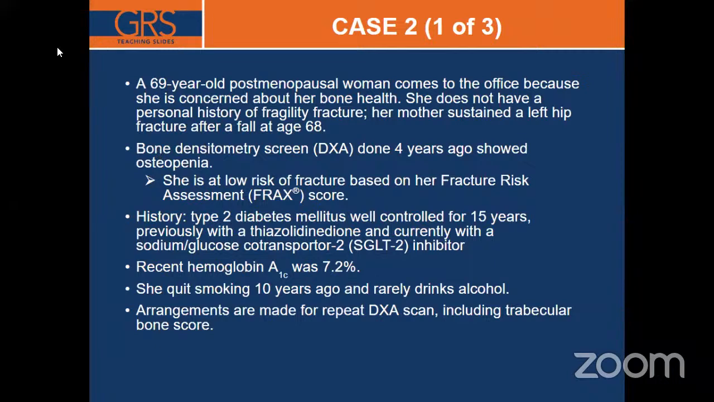Our second case is a 69-year-old postmenopausal woman. She comes into the office because she is concerned about her bone health. She does not have a personal history of fragility fracture. Her mother sustained a left hip fracture after a fall at age 68. Bone densitometry DEXA done 4 years ago showed osteopenia. She is at low risk for fracture based on her fracture risk assessment score, FRAX. History: she has type 2 diabetes mellitus, well controlled for 15 years, previously with a thiazolidinedione, and currently with a sodium glucose cotransporter 2 inhibitor. Recently, her hemoglobin A1C was 7.2%. She quit smoking 10 years ago and she rarely drinks alcohol. Arrangements are made for repeat DEXA scan, including trabecular bone scoring.